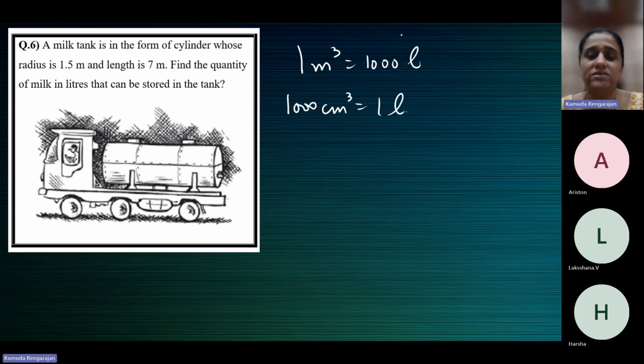So now let's understand this relationship. Why is 1 meter cubed equal to 1000 liters? We'll understand that first. Now let's imagine a cubical container of edge 1 meter. A container in the shape of a cube of edge 1 meter. So I'm not drawing it cubical. Okay, so the edge is 1 meter.